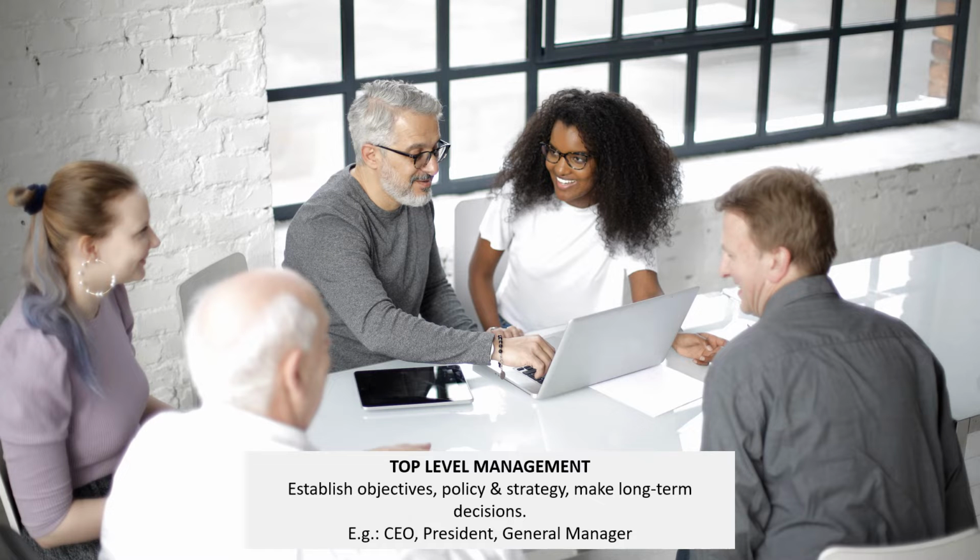So who is the top level management? As we can see, top level management will establish objectives, policy and strategy, and also make the long-term decisions. Basically those people at the upper level will be the CEO, president, general manager of the organization, and so on. Their task and responsibility is making the objective, the policy, the strategy, and so on.